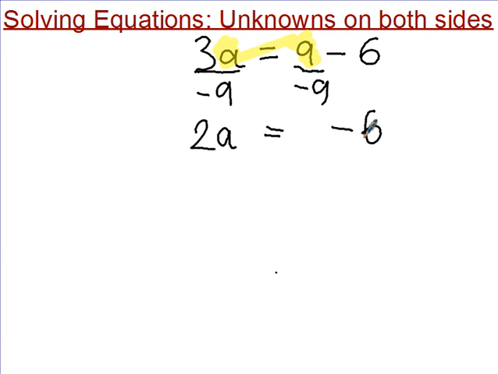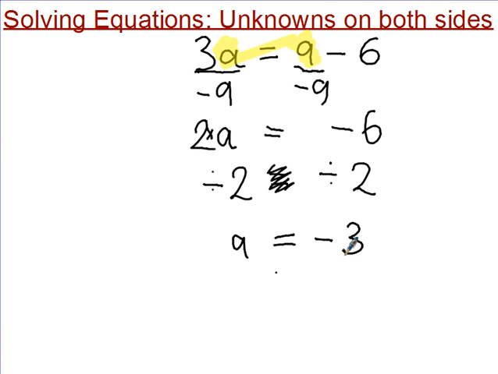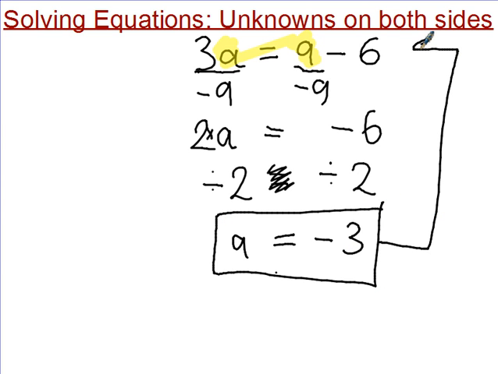Now I need to undo this multiply by 2 here because I want to get a by itself. And to undo multiply by 2, I do the inverse, which is divide by 2 on both sides. Oops, not an equals. I divide by 2 on both sides, and that will give me a is equal to negative 3. I must make sure I keep my negative. This is the solution to the equation, and I can check it by substituting it in. Make sure you've made corrections in green, and have a go at the rest of the questions on that side of the page.